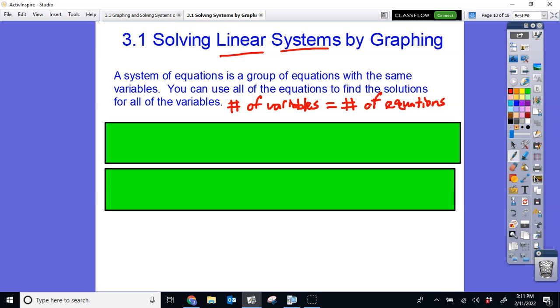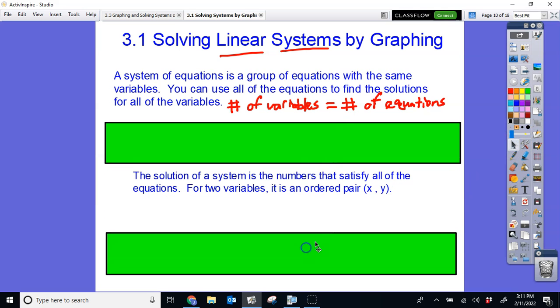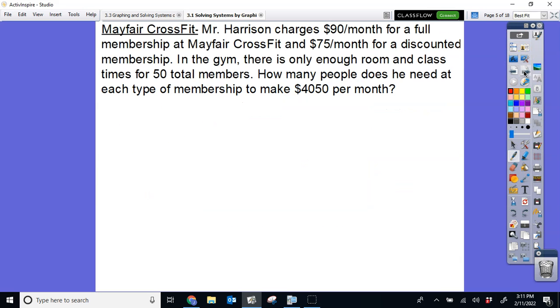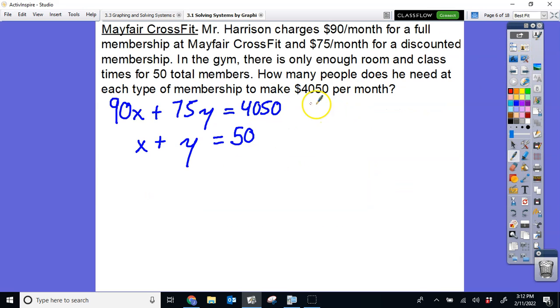Because what we do with these, if you look back on the screen now and focus in on it a little bit closer where I'm at, you can use all of the equations to find the solutions for all of the variables. So what is a solution to a system of equations? Well, if you look at number 6, the solution of a system is the numbers that satisfy all of the equations. I'm going to highlight that word all here because that's the key. The key requirement for Mr. Harrison's gym that we looked at in class was that he wanted it to make $4,050 per month, but he also wanted 50 total members.